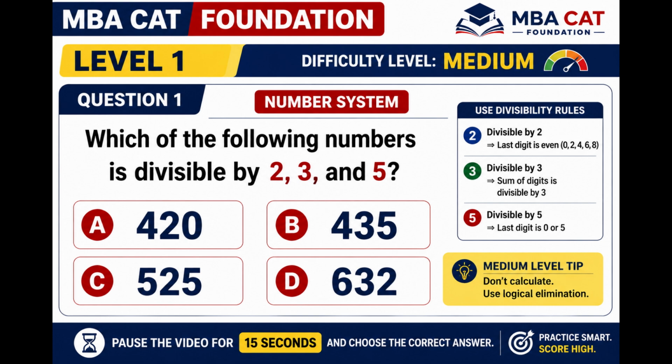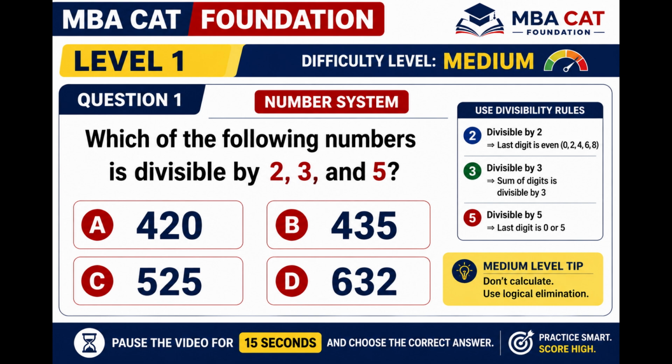Which of the following numbers is divisible by 2, 3, and 5? A. 420. B. 435. C. 525. D. 632.